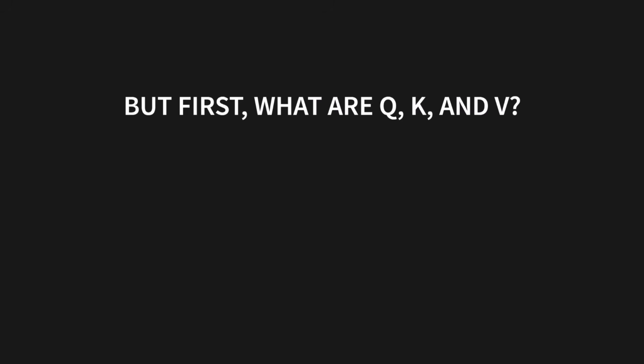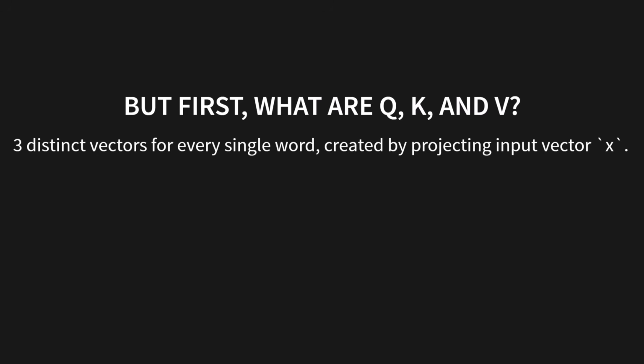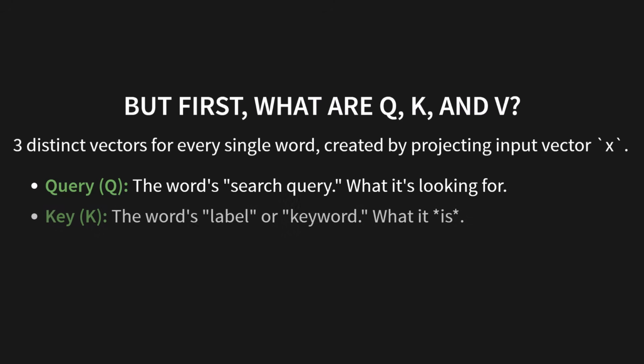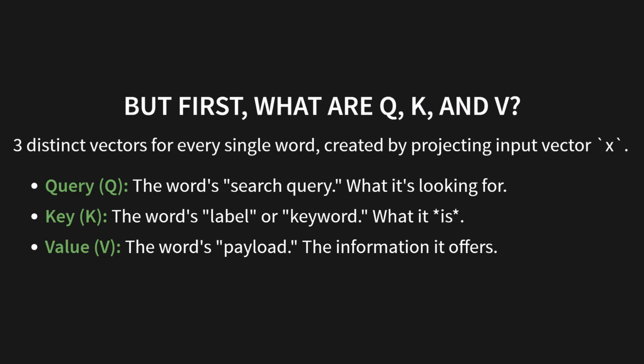But first, what are Q, K, and V? They are 3 distinct vectors for every single word, created by projecting the input vector, X. The query, or Q, is the word's search query. It's what it's looking for. The key, or K, is the word's label, or keyword. It's what it is. And the value, or V, is the word's payload, the information it offers.